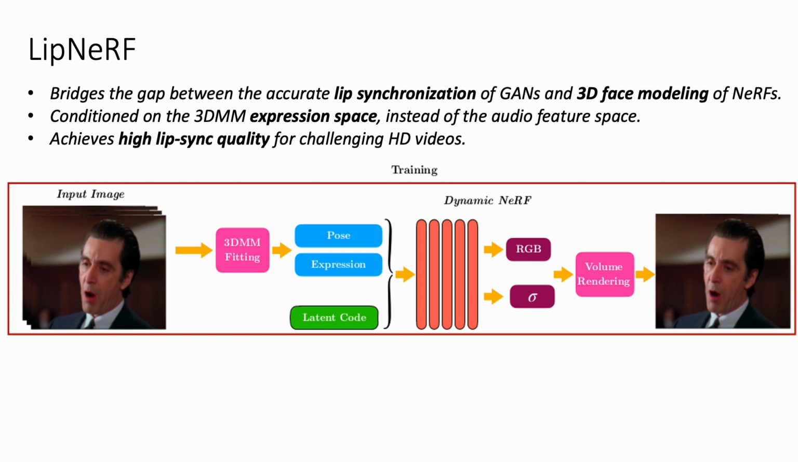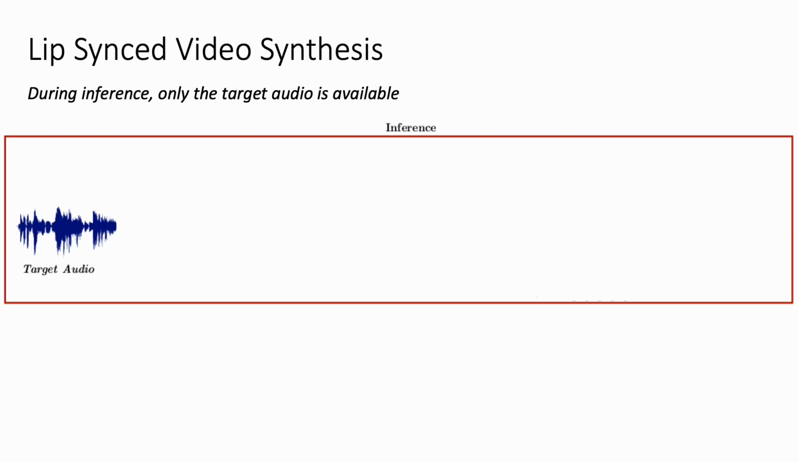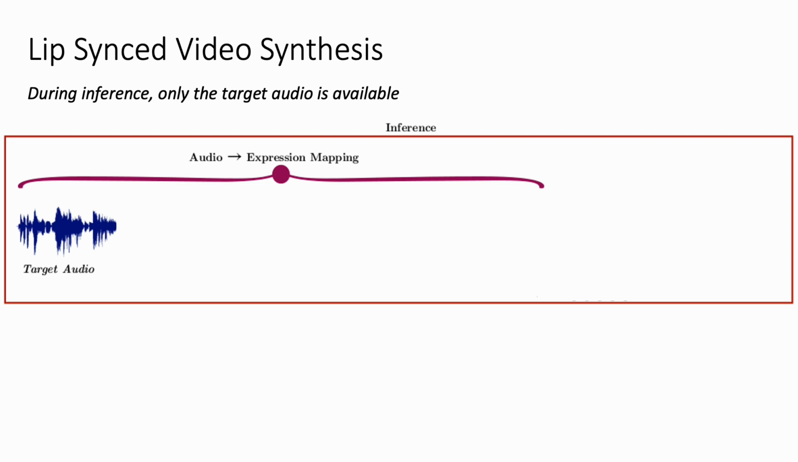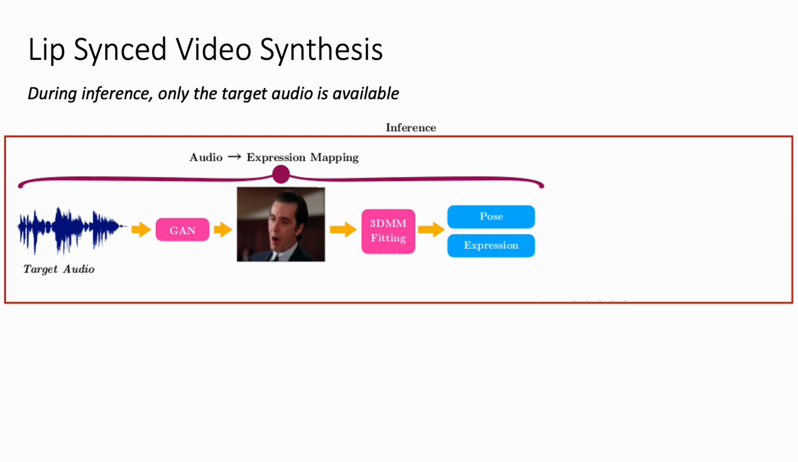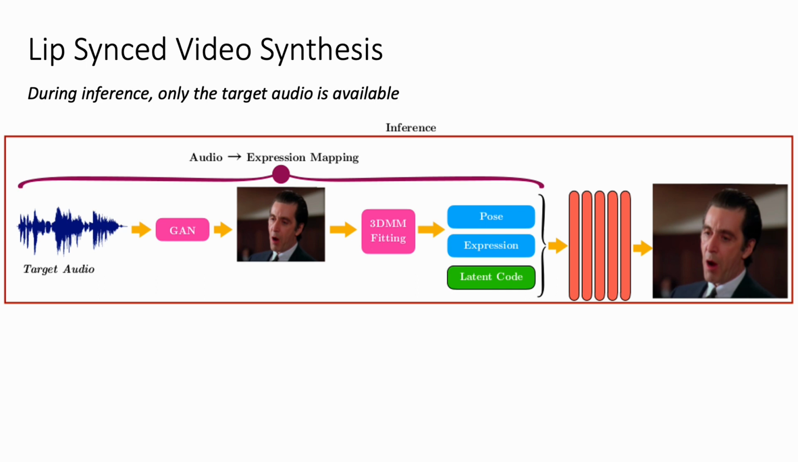During inference, we only have the target audio available. As a result, we have to learn an audio-to-expression mapping. We do this using a pre-trained GAN-based method, namely Wav2Lip, that outputs an intermediate video frame. Even though Wav2Lip often produces artifacts or blurry results, our 3DMM fitting successfully captures the expression and lip position at each video frame. The extracted head pose, expression, and learned latent codes are passed to the dynamic NeRF in order to synthesize the final lip-synced video.